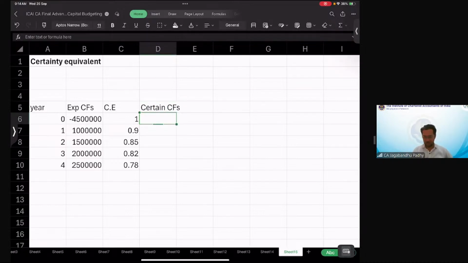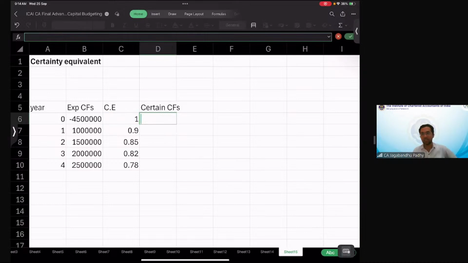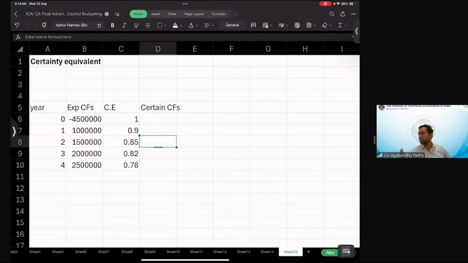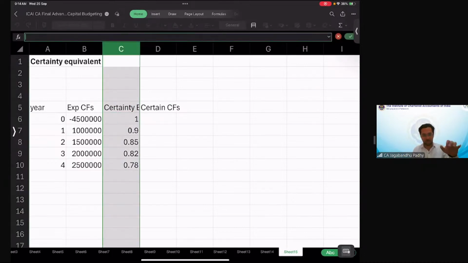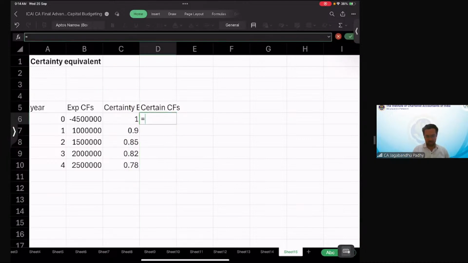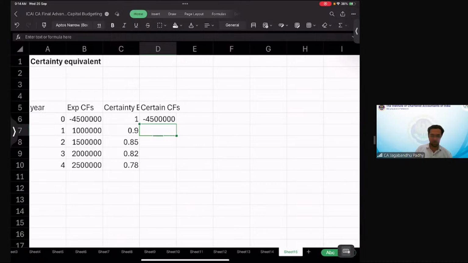How much will be the certain cash flow in 0th year? Certain cash flow, sure cash flow, 100% guaranteed cash flow. What will be the 100% guaranteed cash flow in year 0? What will be the certain cash flow in year 0? Of course, sir, certain cash flow will be entire 45 lakh because that's going to be an outflow.